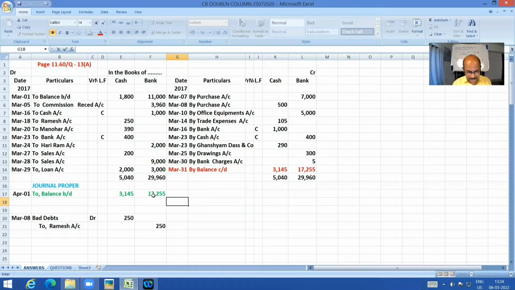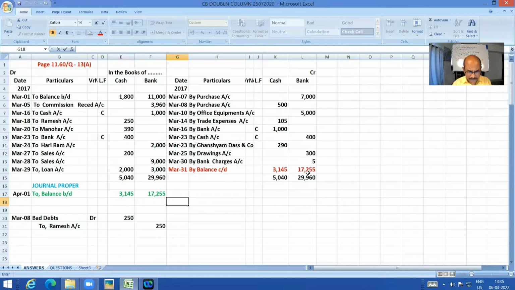And similarly, the bank, total the heavier side, you will find 29,960. Put the same total across. Yes, you find a difference of 17,255. That is the closing balance.